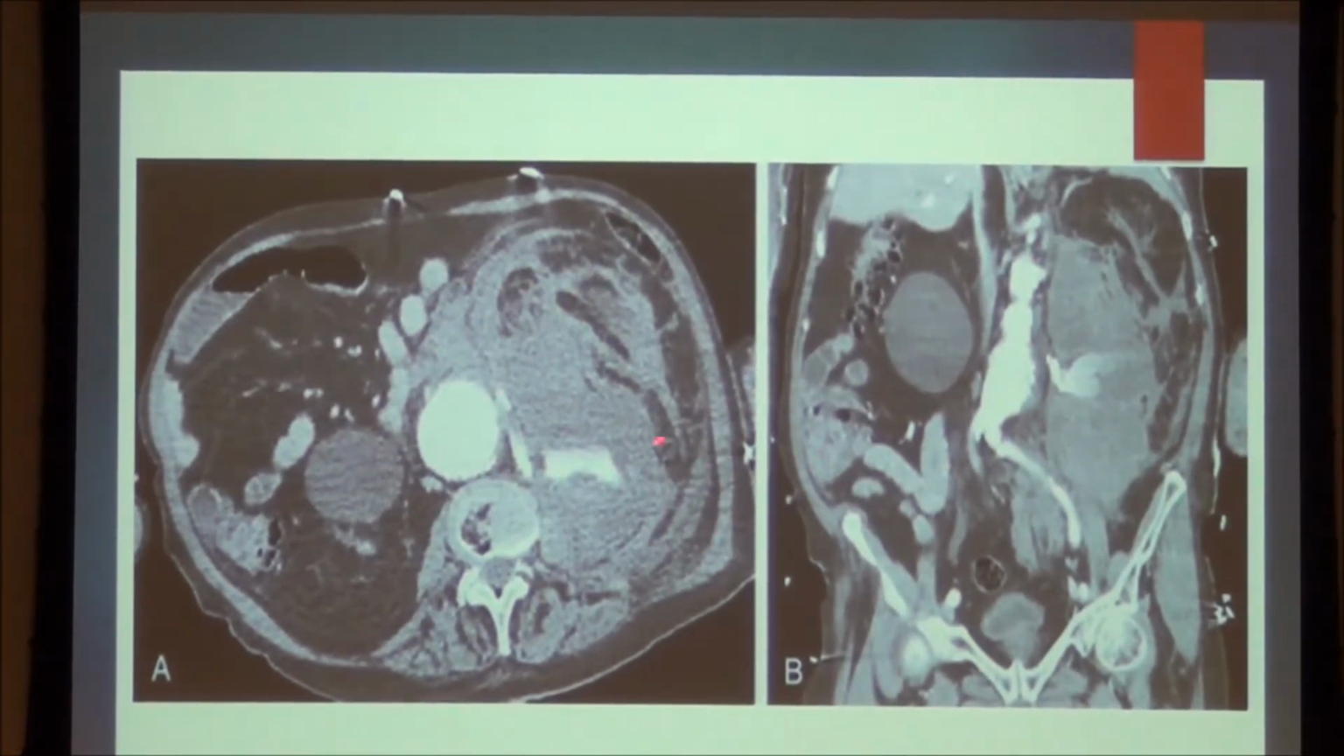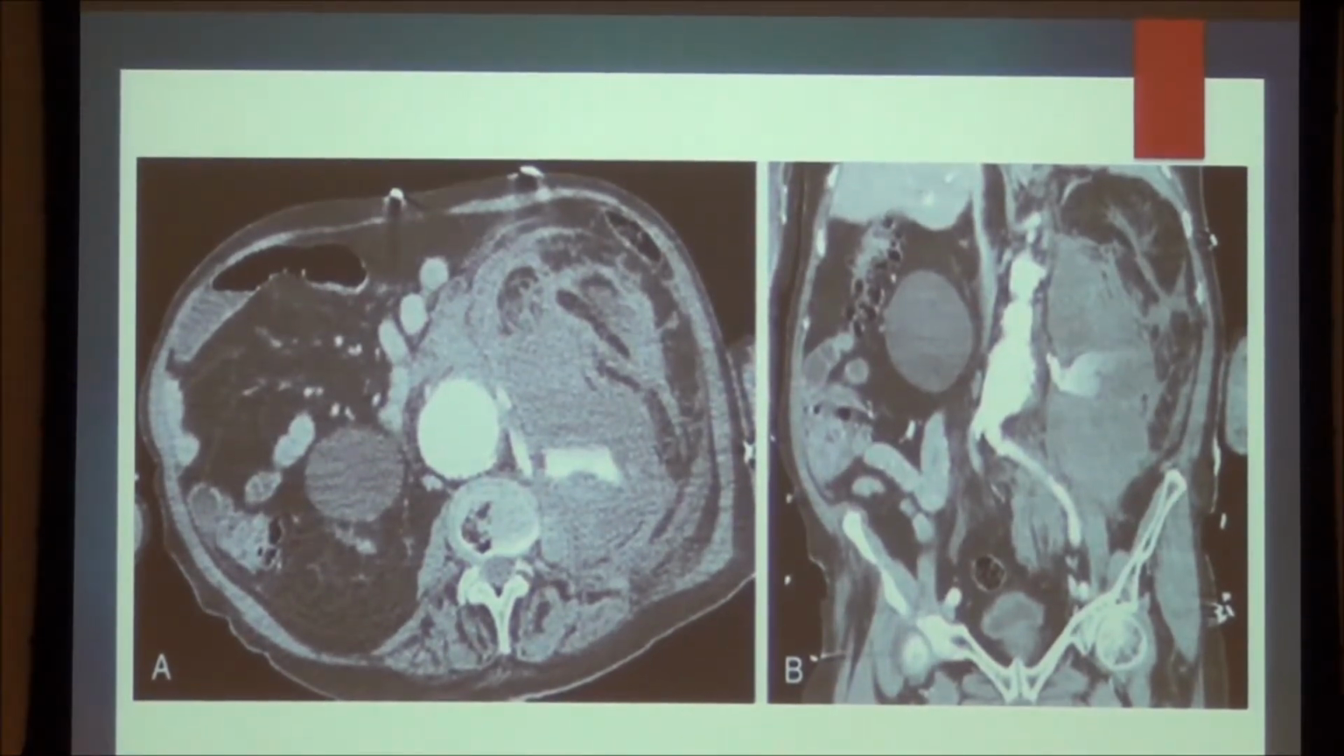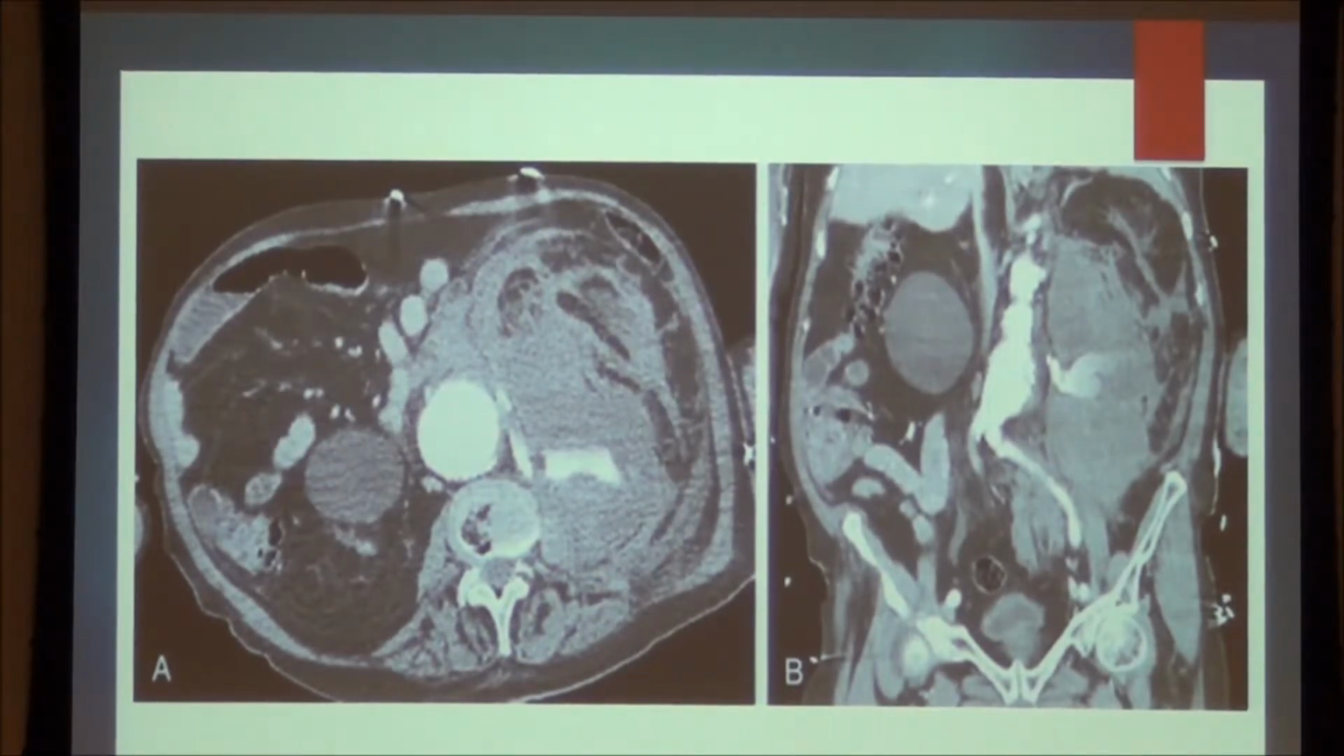What do you think it is? Aortic pathology. You see, it's an aorta. This is very ugly. Yes, it's an aortic rupture or impending rupture.